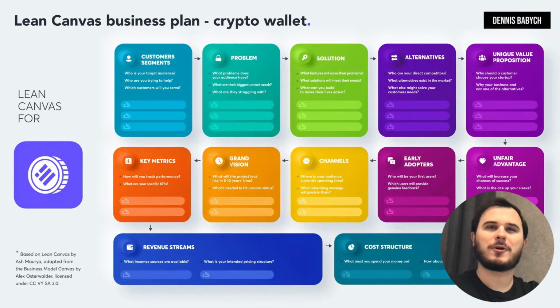Now, let's talk about your unique unfair advantage. This is the powerful factor that sets you apart from your rivals. It could be your cheap developers, marketing insights, advanced AI utilization, advisory board, strong network, and so on.